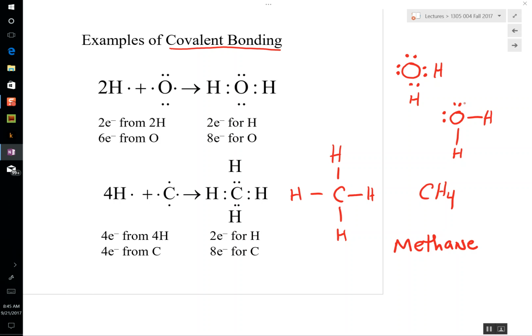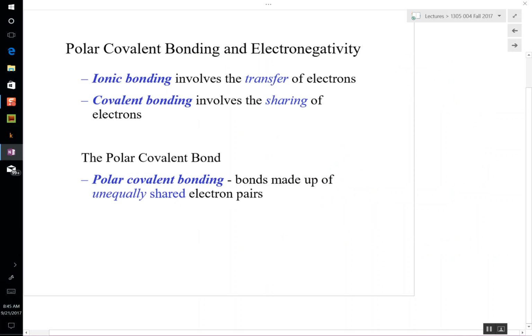All right. Now let's dig into this covalent bond a little bit more. Ionic transfer, covalent sharing, polar covalent, unequal sharing. That's what happens between the oxygen and the hydrogen. And to understand that, why don't they share them equally?